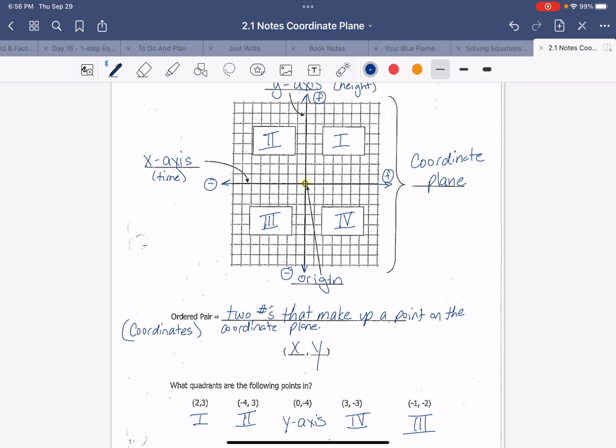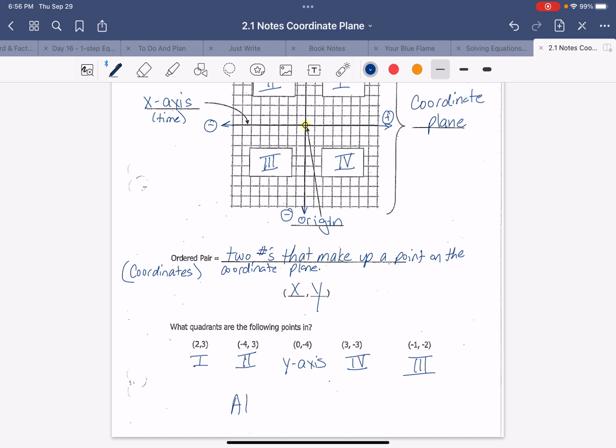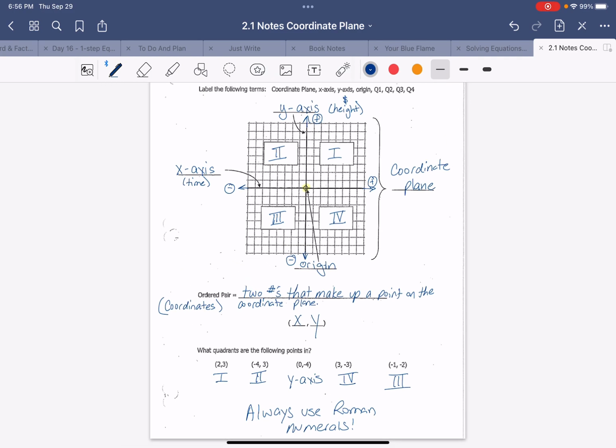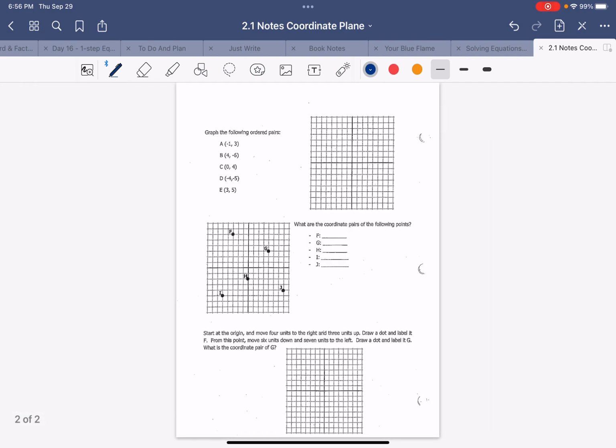I'm going to write this. Always use Roman numerals, okay? Always, always. Cool. All right, let's look at page 2.